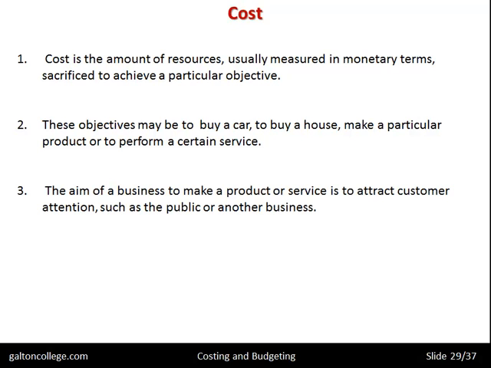The aim of the business, to produce or to make a product or service, is to attract customers' attention, such as the public or other businesses. So the business must survive commercially. It must compete in the marketplace. It probably competes against competitors. And to do this, it must have good information. It must wage effective marketing campaigns. It must have internal efficiency. And it must be under control.